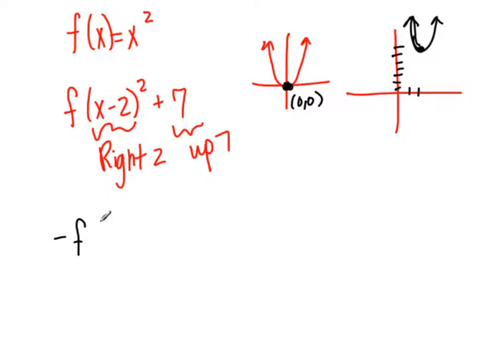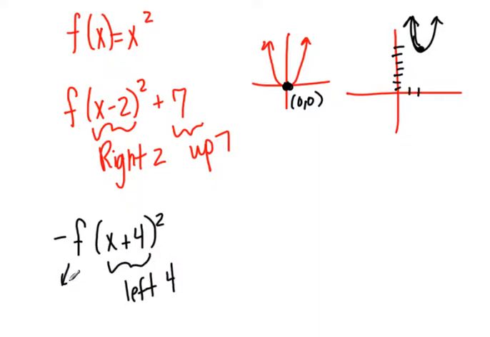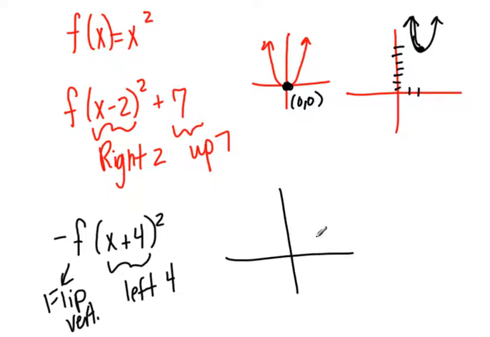So what if I said negative f of x plus 4 to the second? Well, that would mean it goes left 4, and it would flip vertically. So if this is the one you're thinking about, here's the parent parabola. So the parent parabola, what would it look like? Here's the parent parabola, and it would go left 4. Remember, this is the ordered pair that's easy to look at. Left 4, and it does not go up or down, so it just stays right there.